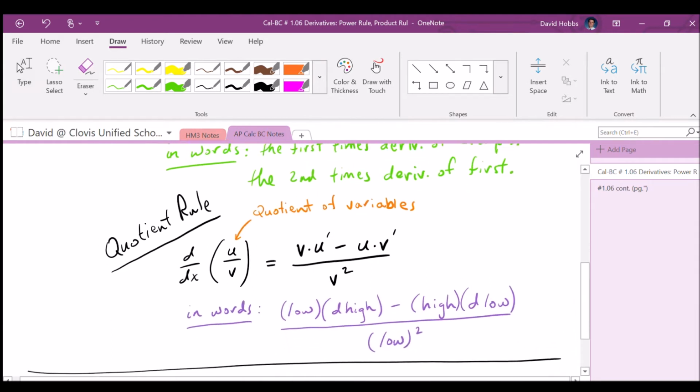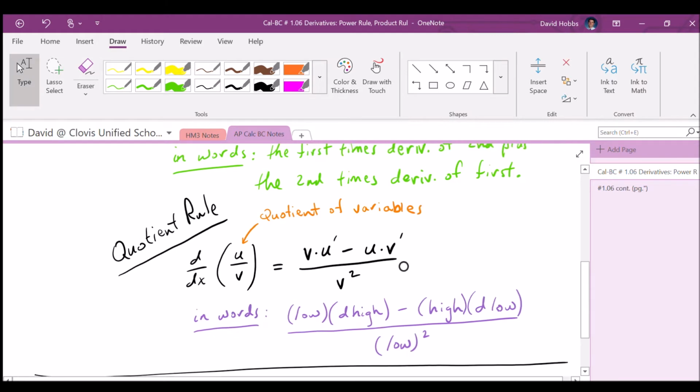And I didn't come up with it, but I think it's very helpful to help us remember the derivative of a quotient. Low d high minus high d low over low low. I mean, I've heard it other ways too, but it just kind of rolls off the tongue. Low d high, low times the derivative of the high minus the high times the derivative of the low over low squared. Low d high minus high d low over low low.